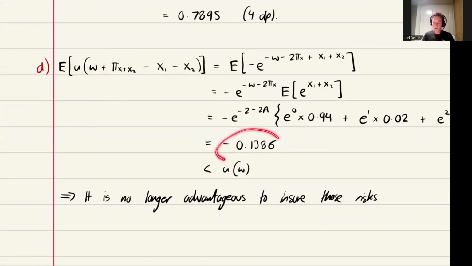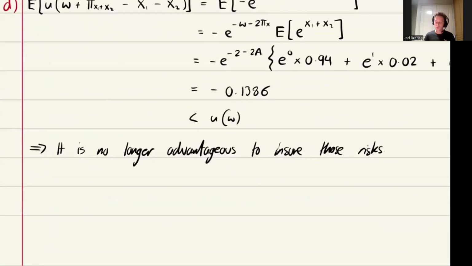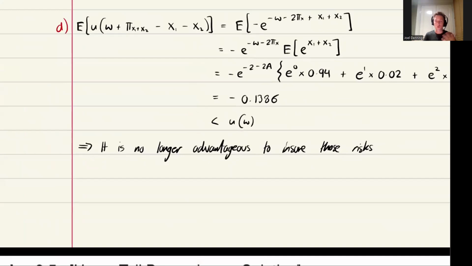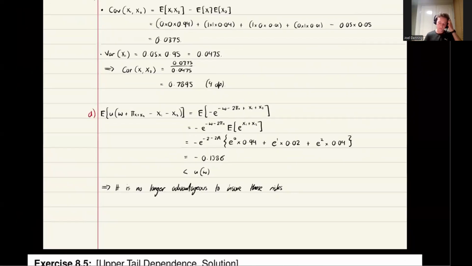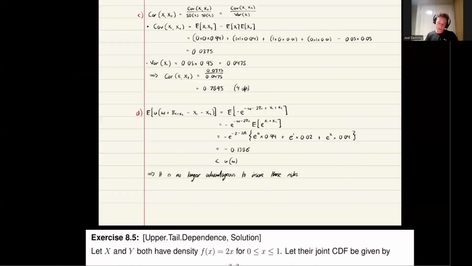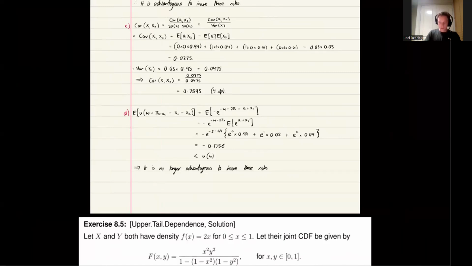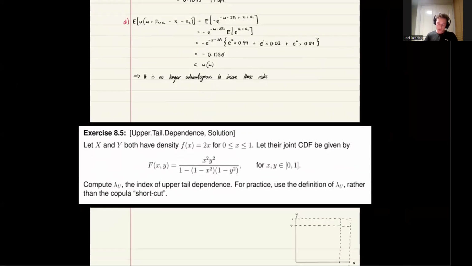So of course, our expected utility is going to be lower than it was in the independent case. And it just so happens that it's also lower than the utility you get without insuring the risks at all. So in fact, just overall, it's no longer worth insuring those risks. Okay? At least, again, under our utility perspective. Okay, that's everything for question 4. So now on to question 5.